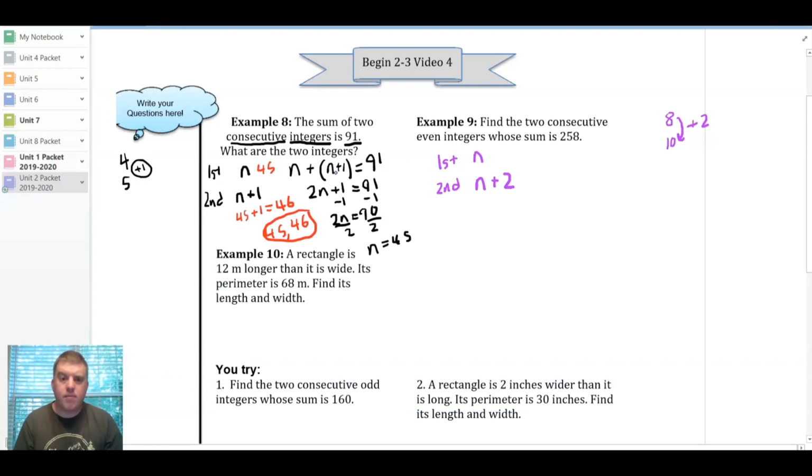And then we're going to set this up very similar to how we set up the last one. We know that we are finding a sum, so we're going to add these together, and we know that that sum has to be 258.